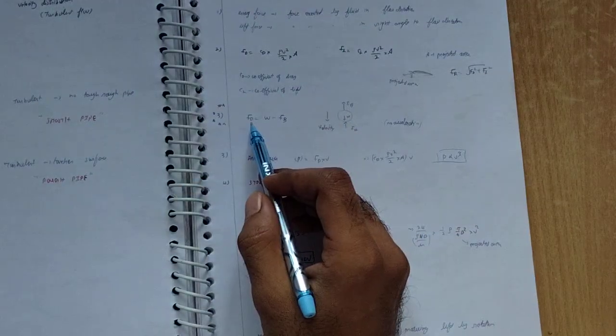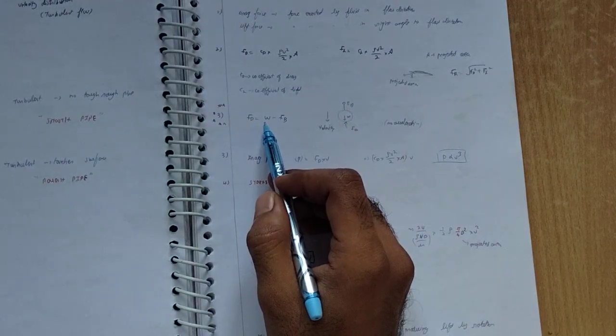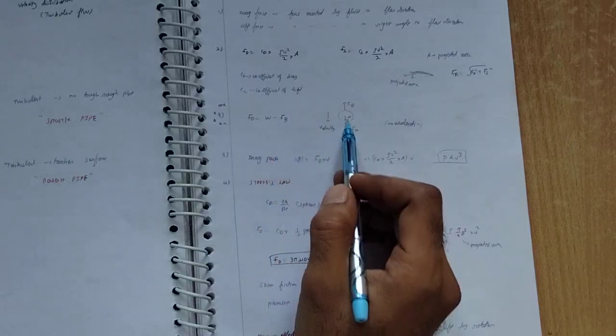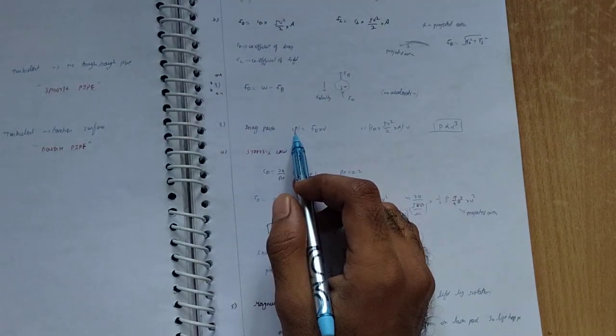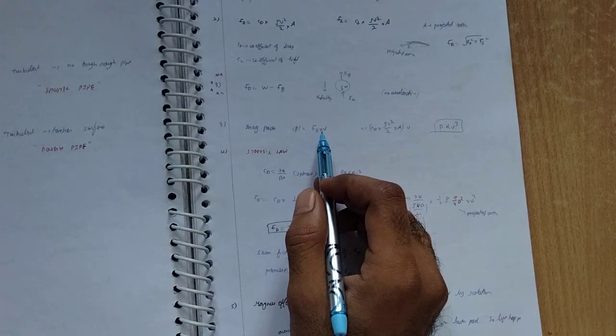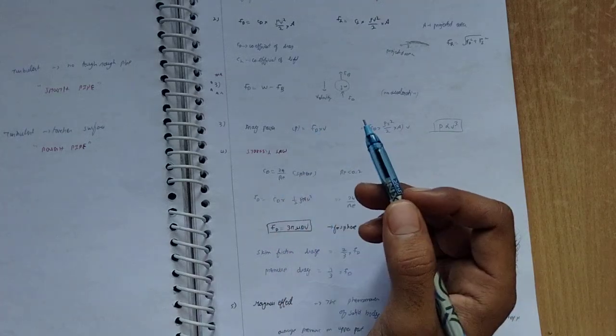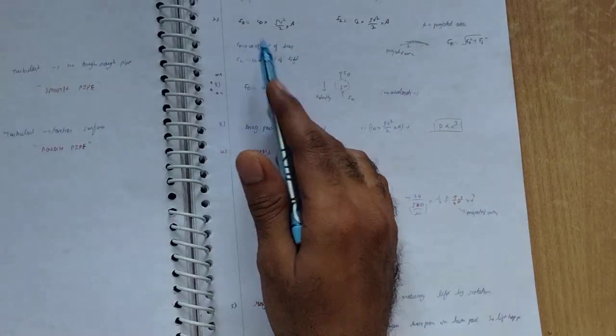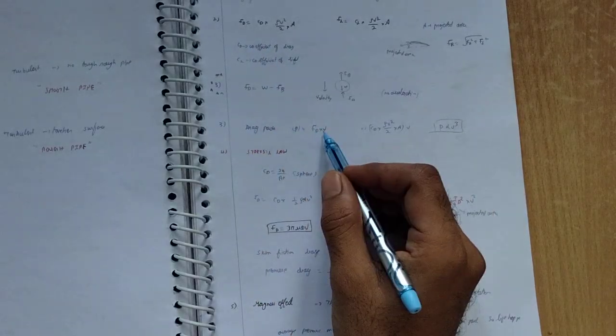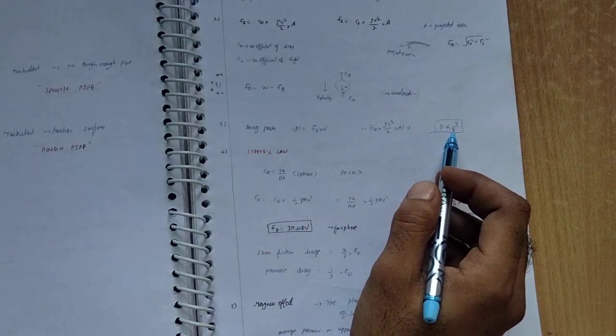FD, the drag force, equals weight minus buoyancy force. Drag power equals FD into velocity. Power is force into velocity, and drag force is CD 1 by 2 rho v square into A, with an extra velocity. So power is directly proportional to velocity cube.